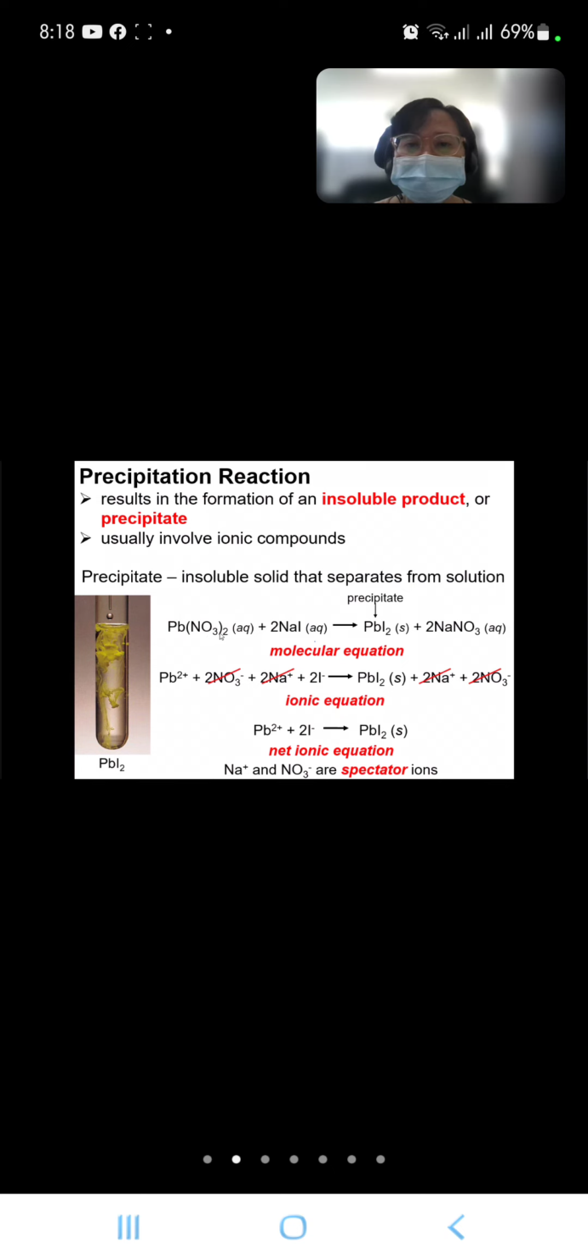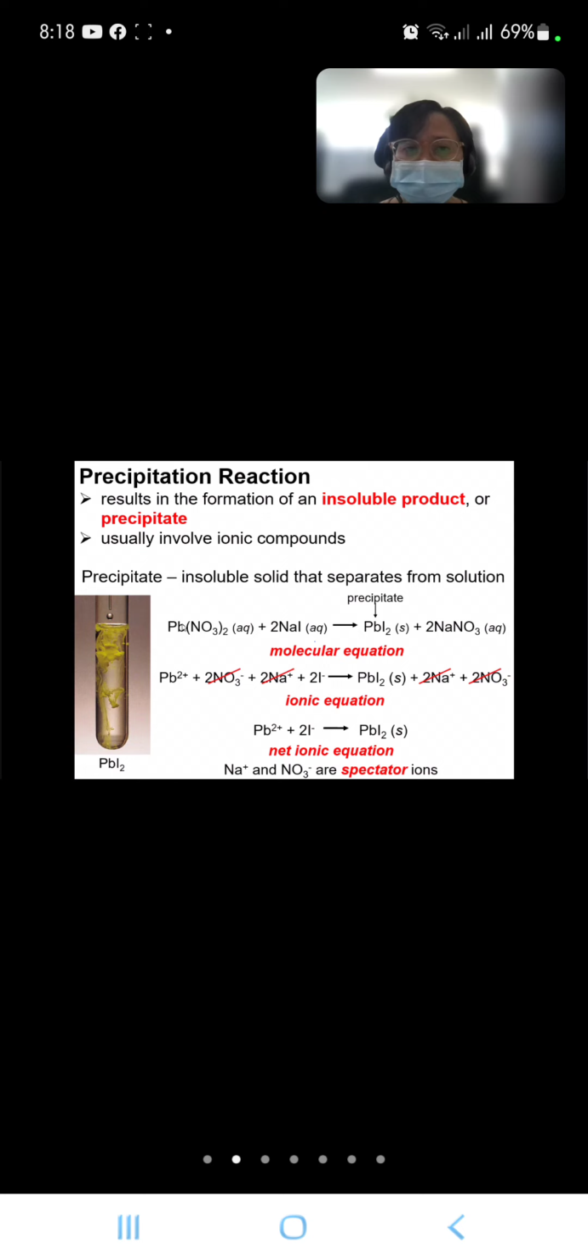Now, in writing the molecular equation, we need to balance, no? Isulat nato ang mga substances involved in the reaction. So, i-identify nato ang sa atong mga reactants and the products, no? And also their state, aqueous ba sila or solid state ba? Then after, we need to balance, okay? We need to balance them.